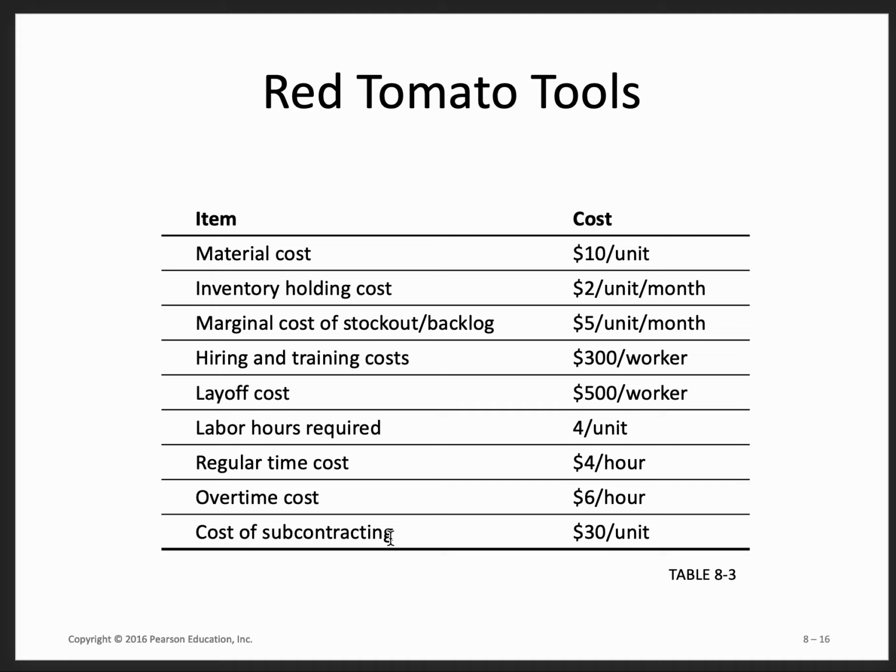Now, the cost of subcontracting, we are assuming, is going to be $30 per unit. When you subcontract with somebody, there are two types of contracts you can have with them. One is per unit, where they manufacture the whole unit and sell it to you at a single cost, which is what we're assuming here, $30 per unit. The other way is subcontracting per hour, where they take 4 hours to manufacture a unit, and you pay them by the hour rather than by unit. But either way, it comes out to be approximately the same.